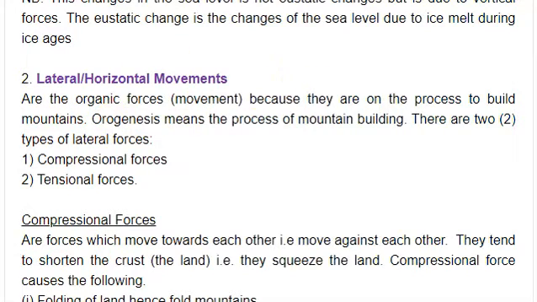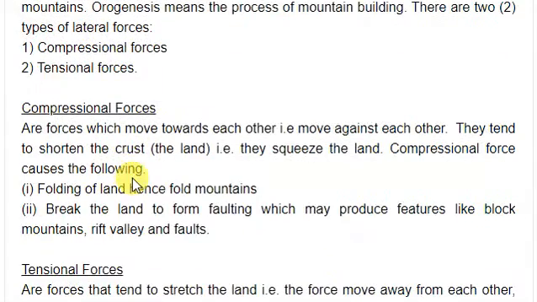They are orogenic forces because they result in the formation of mountains, which we call orogenesis. Now, there are two types of lateral forces, which are compressional and tensional. Compressional means they act towards each other. So compressional forces move towards each other, against each other. They tend to shorten the crust or land. They squeeze the land. Compression forces cause folding of land, hence fold mountains. They lead to the formation of fold mountains.